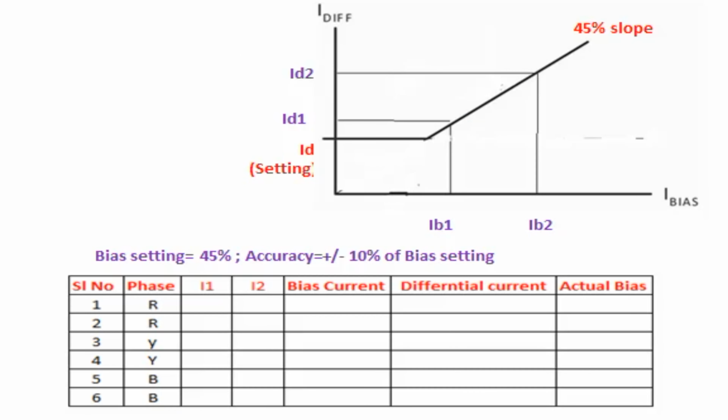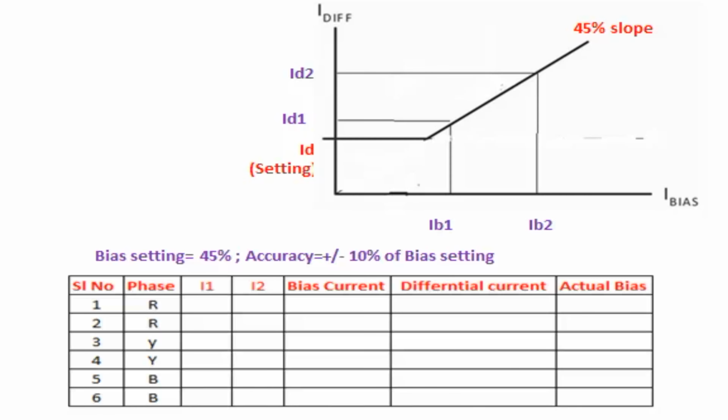Now you see the table given here. You enter the values and find the accuracy of the bias setting. The bias slope is shown at the top of the table. X-axis is bias current. Y-axis is differential current. If bias current is more, the relay operates at more differential current. If bias current is less, the relay operates at less differential current.